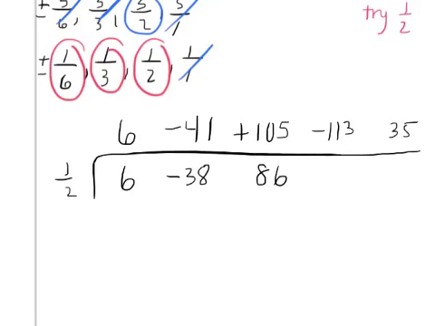Half of 86 is going to be 43. 43 and negative 113 is negative 70. Half of that is negative 35, plus 35 is 0. So this is indeed one of our roots.